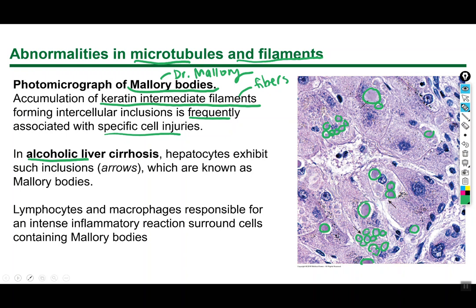So lymphocytes and macrophages surround cells containing Mallory bodies, and those end up destroying those cells, which obviously, a loss of hepatocytes means a loss of liver function. So immune cells recognize these cells as being abnormal and destroy them, and then you lose hepatocytes, which means liver function declines.